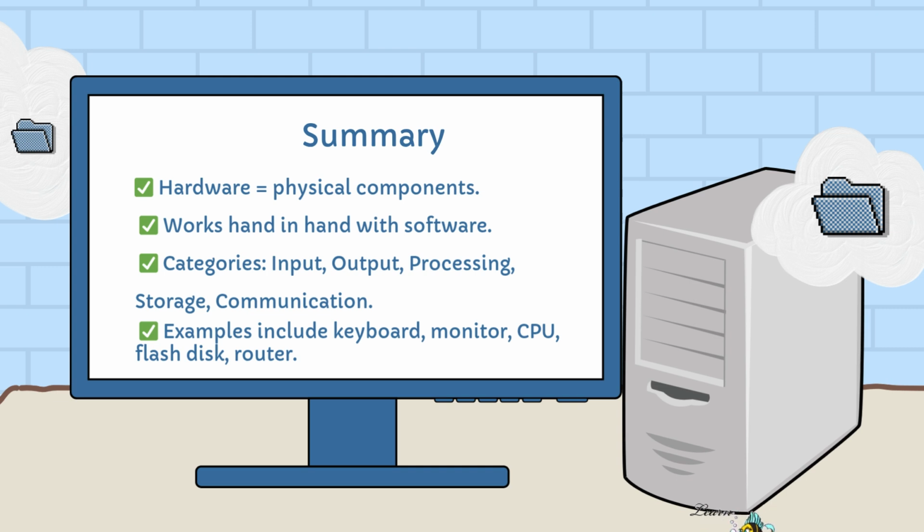Well, let's summarize what we've learned today. We've looked at the hardware, that's the physical components of a computer, and we've realized that it works hand in hand with the software. And there are different categories. You have input, output, processing, storage, and communication. Examples, you have keyboard, monitor, CPU, flash disks, router, and the list is endless.